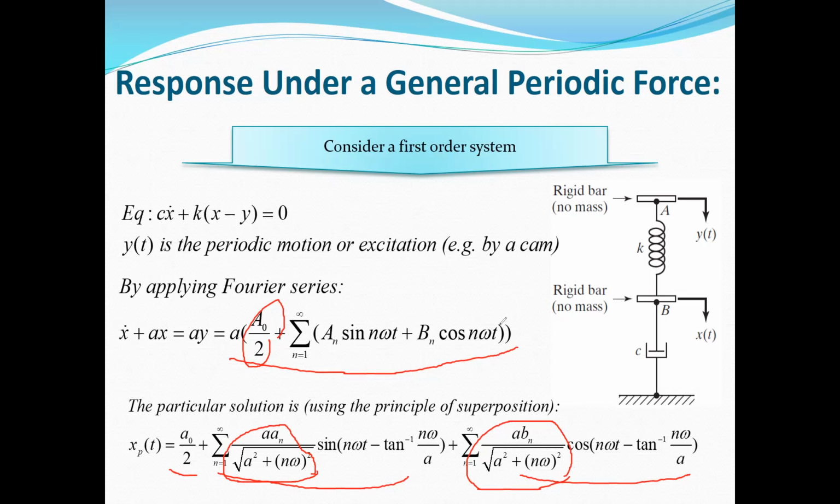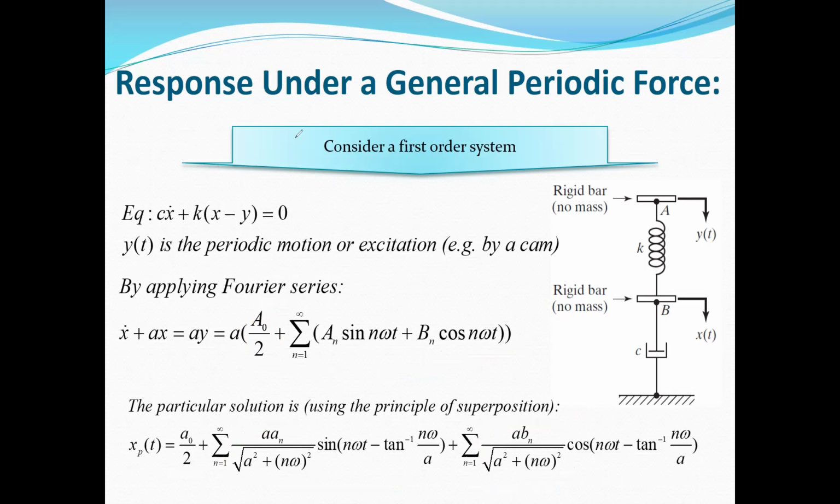So the first step, we find these coefficients a(n) and b(n), and then if you find the particular response according to the ODE theories, you can find these constant coefficients for sine and cosine harmonics. This is the first order system.